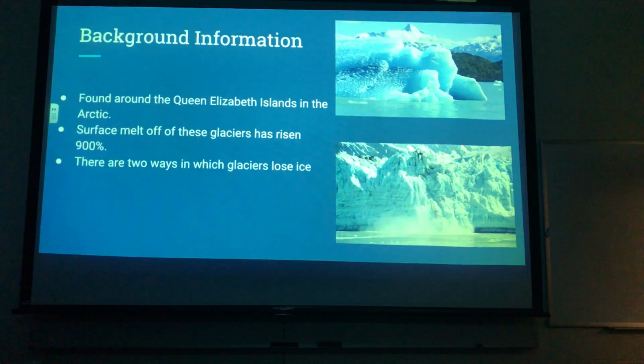Background information. These glaciers are found around the Queen Elizabeth Islands in the Arctic. Since 2005, surface melt off of these glaciers has risen 900%. There are two ways in which glaciers lose ice: surface melt or calving, which is discharge of icebergs.